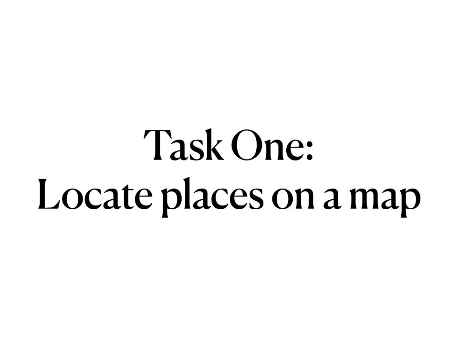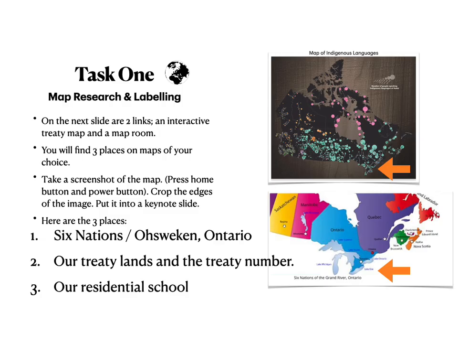Task 1. Locate places on a map. Task 1. Map research and labeling. So if you look on the right, I have taken a screenshot of two maps and I've inserted them into the keynote. One is a map of Indigenous languages all over Canada, and you can see the languages in the circles there. So I'm going to read the bulleted points now for your task, what you're going to do.